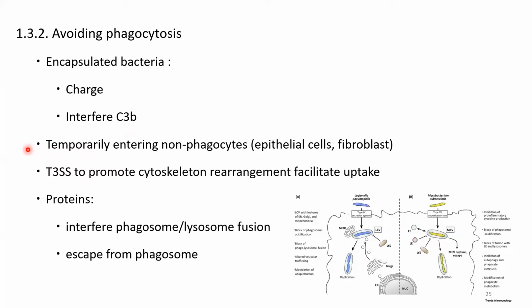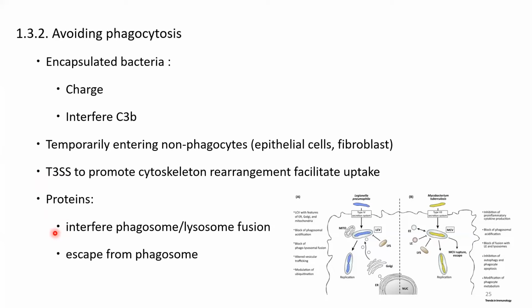Some bacteria can enter non-phagocytic cells. Bacteria can infect epithelial cells or fibroblasts and stay inside, hidden inside our cells. So our antibody cannot detect them because they live inside host cells, and they have a type 3 secretory system in order to control the rearrangement of our cytoskeleton to uptake bacteria into the host cell and hide in our host cells.